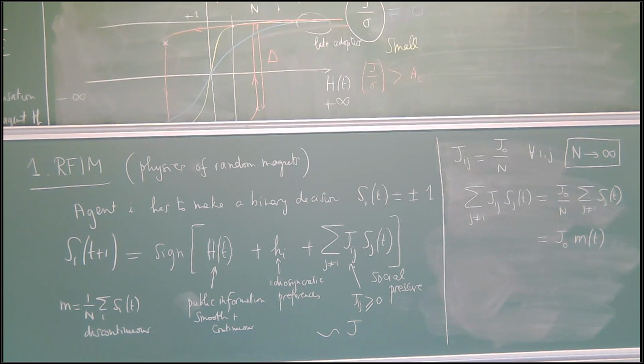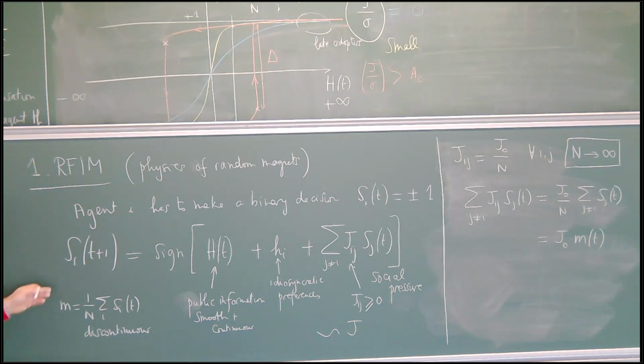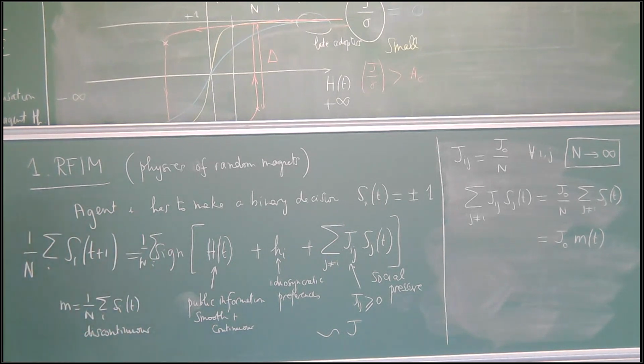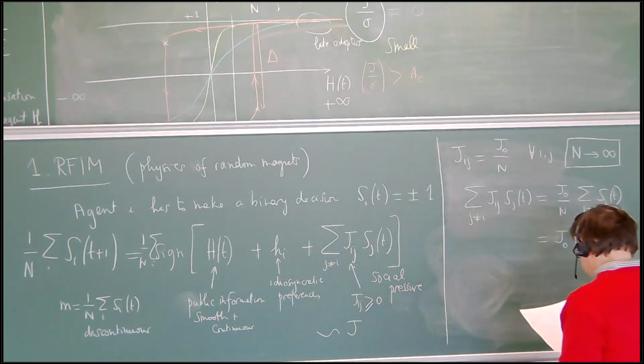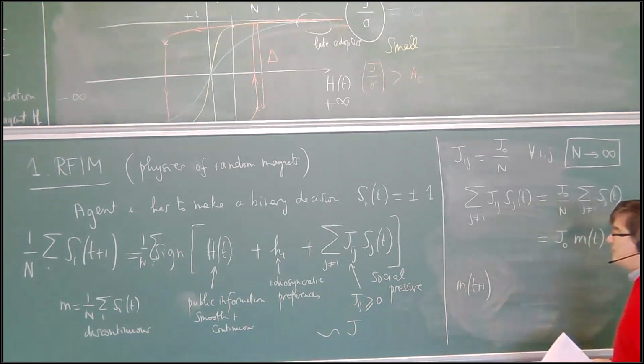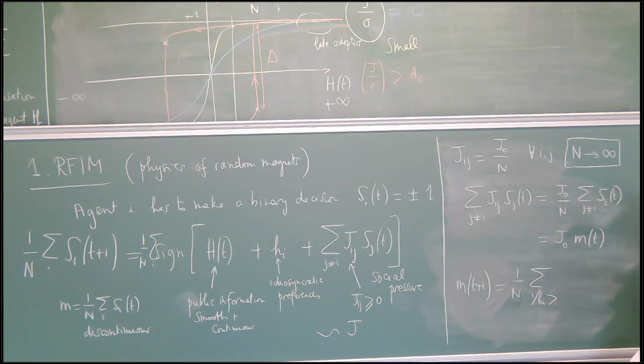Okay, so now what I can get is a very simple self-consistent relation that is going to tell me how m evolves, because if I sum this equation on both sides, so what I do here is 1 over N sum over i, what you get is that m(t+1) is equal to 1 over N, the sum over i, such that h_i is greater than minus h(t) minus J0 m(t), of plus 1.